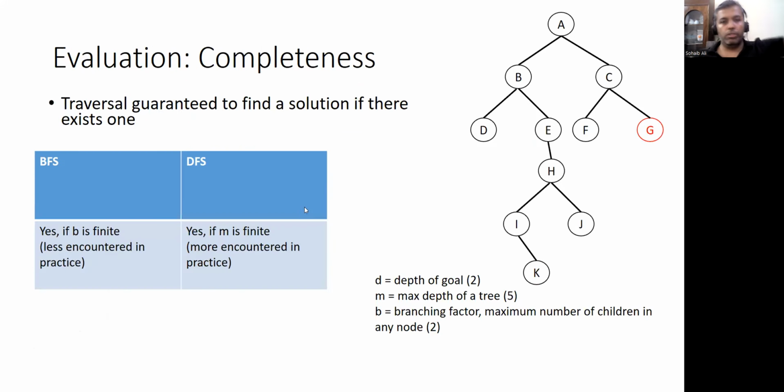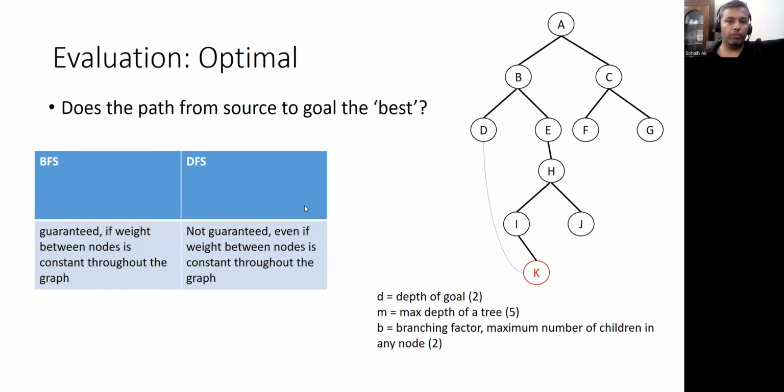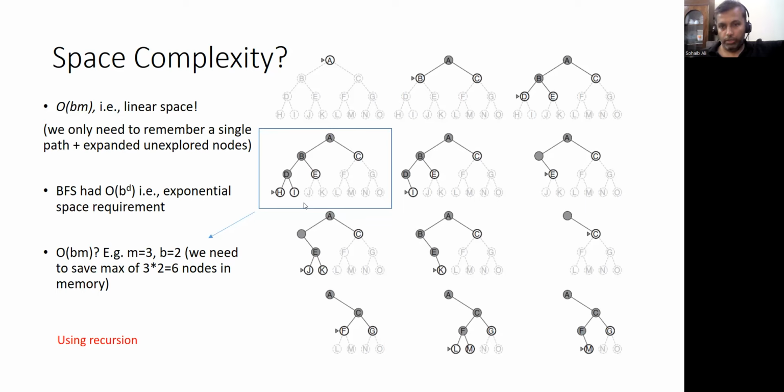So this concludes the four evaluation criteria of search strategies. In the coming video we will discuss shortest path first, and then perhaps its complexity as well.